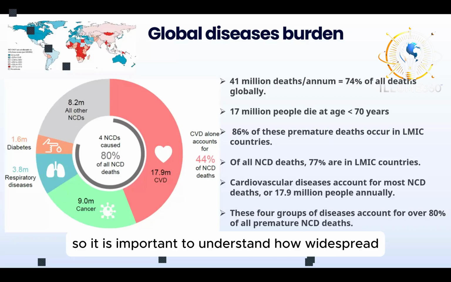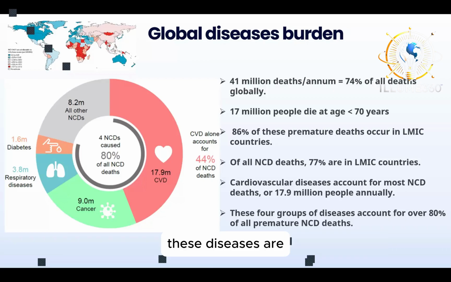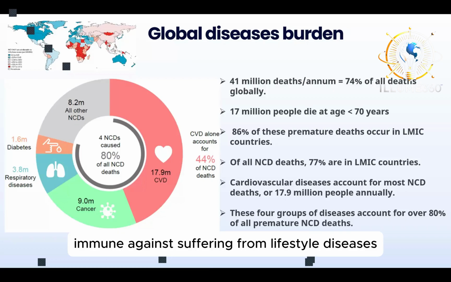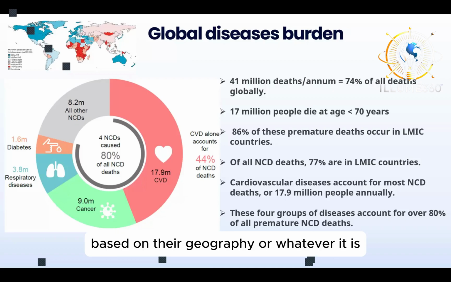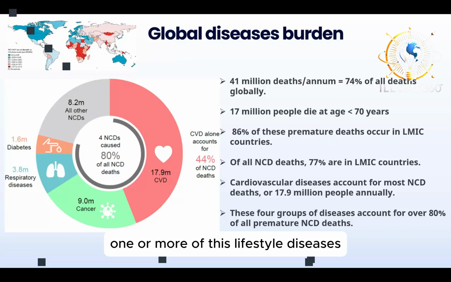So it is important to understand how widespread these diseases are, and the fact that nobody is immune against suffering from lifestyle diseases based on their background, based on their geography, or whatever it is. Sometimes certain diets from these localities promote one or more of these lifestyle diseases. For example, in Africa, we consume a lot of carbohydrates, and at a certain stage, too much consumption of carbohydrates is detrimental to one's health.